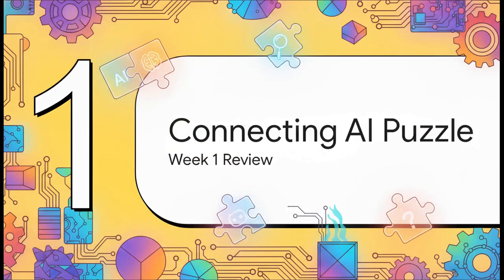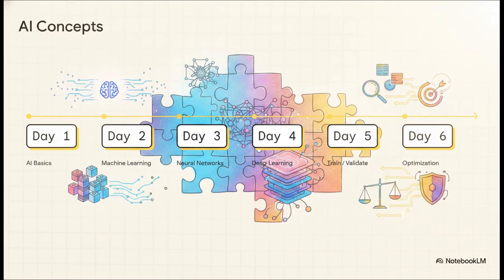Let's do a quick Week 1 review. Let's quickly connect the dots with a rapid-fire recap of your whole inventory from this past week. Day 1, we defined what AI actually is. Day 2, we uncovered how machine learning works. Day 3, we introduced neural networks, and Day 4 took us deep into deep learning. Day 5 covered how to train, validate, and test, and finally Day 6 explored loss functions and optimization.